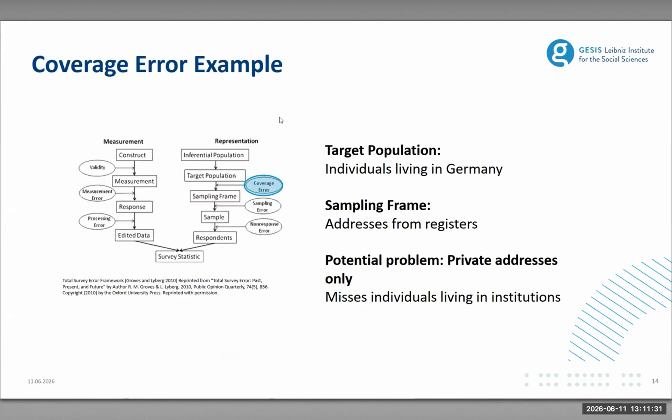Starting with coverage error, for example, if you want to study all individuals living in Germany, we can use addresses from registers. So everyone who lives here should be registered in the survey frame, but we know that we are missing some people usually. So we're not able to have a frame for the whole population. We know that people living in institutions would not be covered in this frame. So this introduces coverage error. Usually we try to account for this error by acknowledging that the survey is only representative for the people living in private homes, for example.